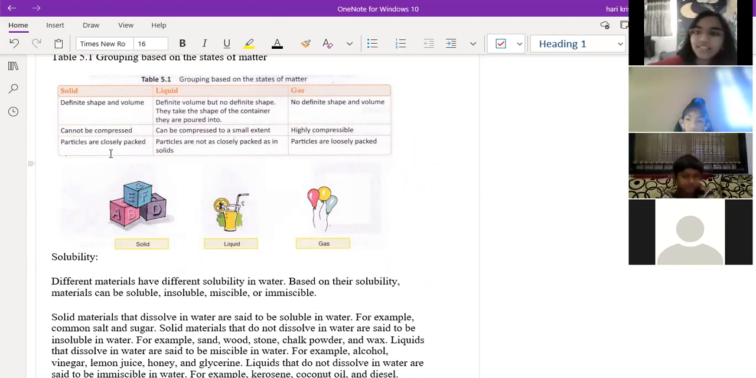Sir, it has a definite shape and volume. It cannot change its shape or volume. Sir, the particles will be closely packed. It cannot be easily compressed. Sir, it is very hard in nature.